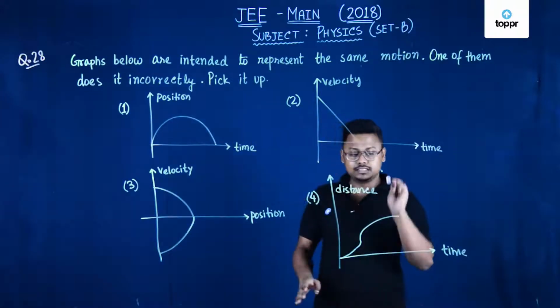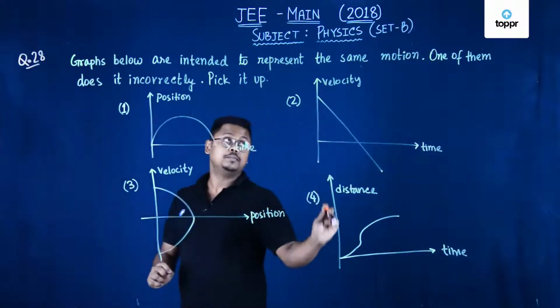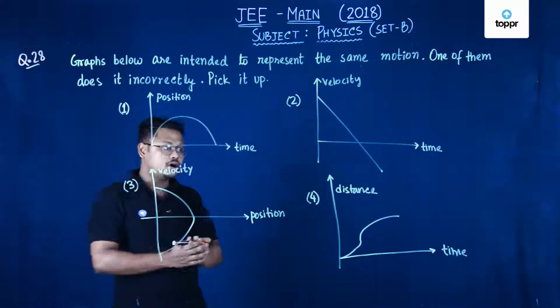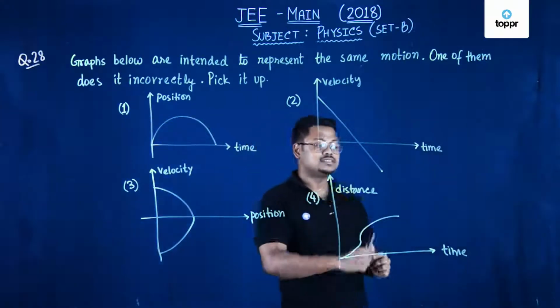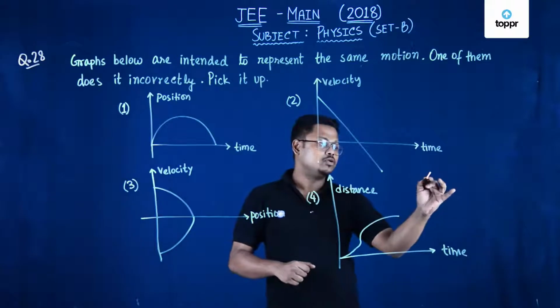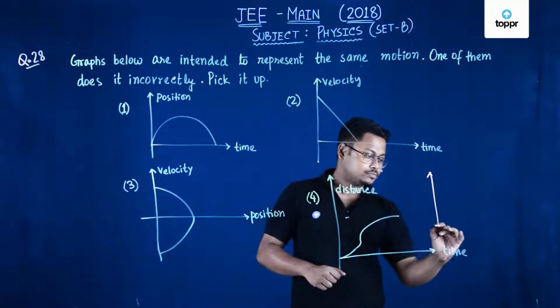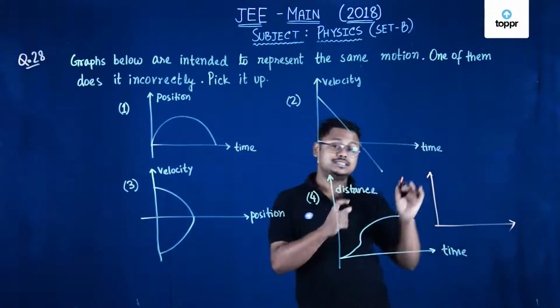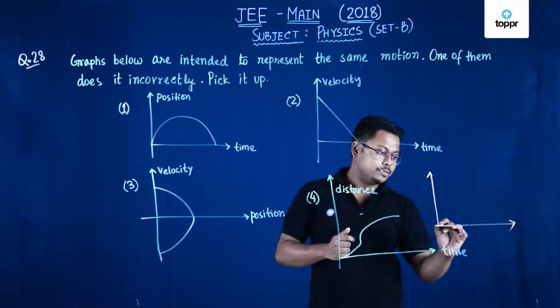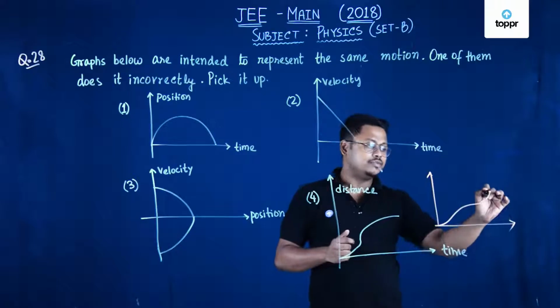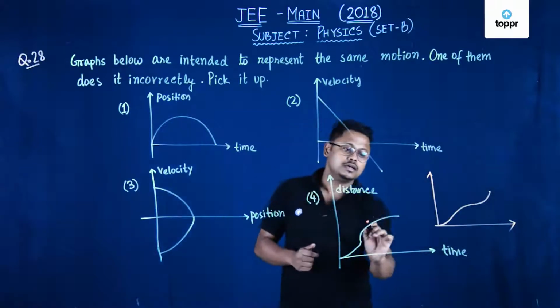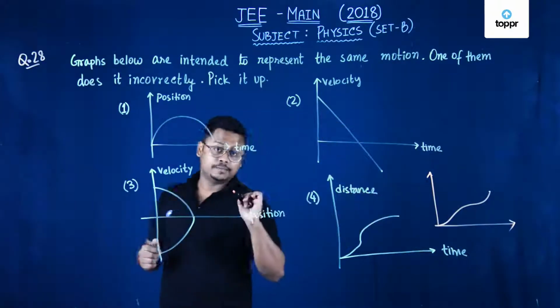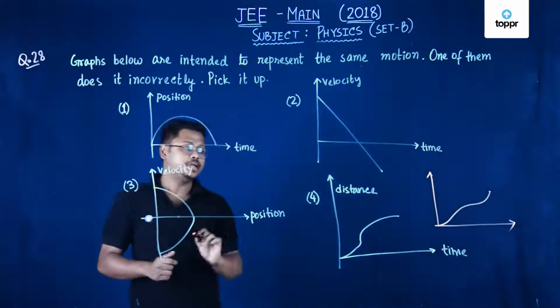But this particular graph does not support this motion because it is a plot of distance versus time. The correct plot would have been like this. As it is distance versus time, there will be no negative part because this is the distance. So it will remain constant for some time, then again it will increase. But it is showing the constant nature after a certain time. It will not be true.